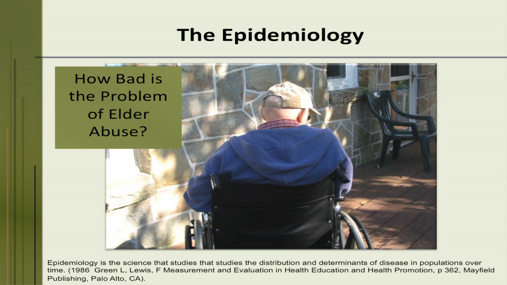And so now that we've talked about these heinous acts of elder abuse that occur to older adults living in the community and living in nursing homes, we have to ask ourselves, well, how bad is the problem of elder abuse? Is it something that occurs very often? Is it something that it's really bad but doesn't occur? And so let's look at some of the epidemiology.